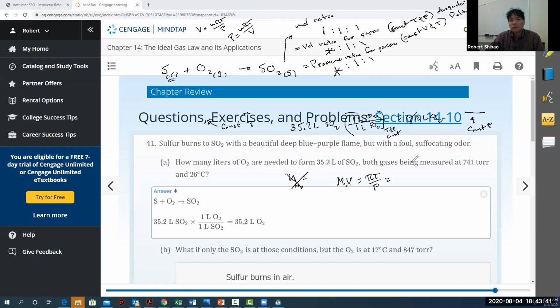And so we'll calculate the molar volume under these conditions. R is 0.08206 liters times atmosphere divided by mole Kelvin times, actually temperature is 26 degrees C. 26 plus 273 is going to be 299 Kelvin. And so Kelvin cancels. Divided by P, 741 torr.